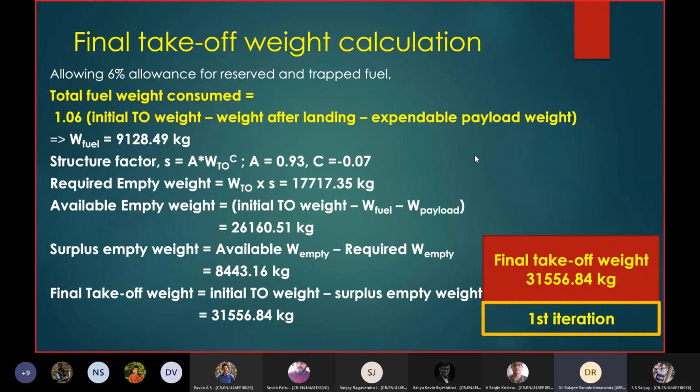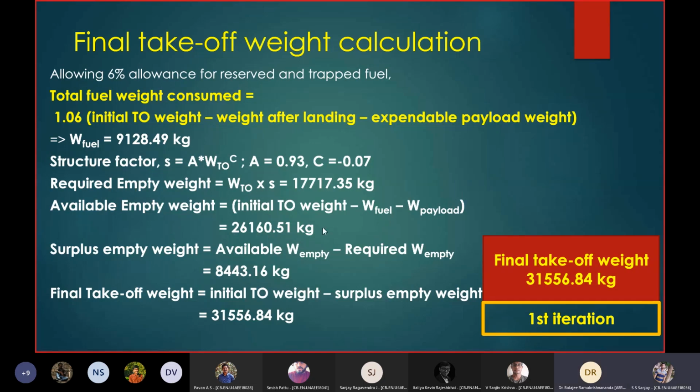Sanjay, we know this step. The only thing is, now what we want to know is what is your fuel weight fraction and empty weight fraction. Yes, sir. So the required empty weight is given by this, and available empty weight is initial takeoff weight minus fuel weight minus complete payload weight.